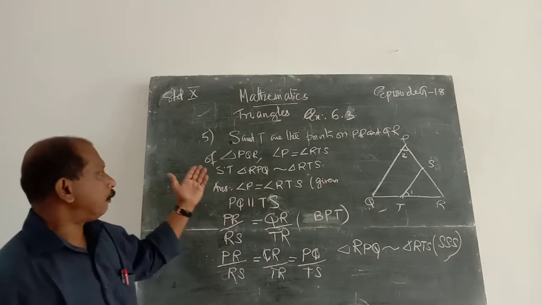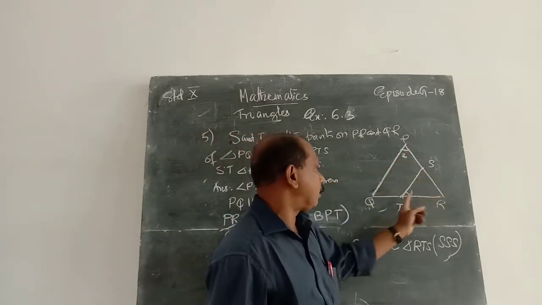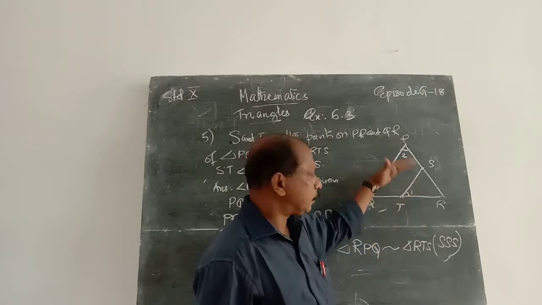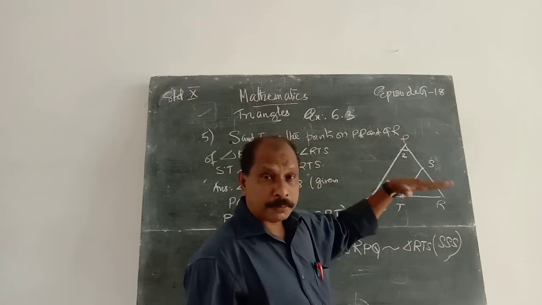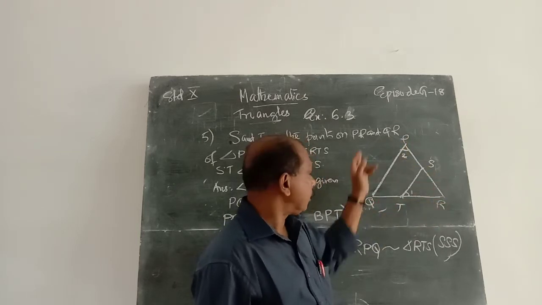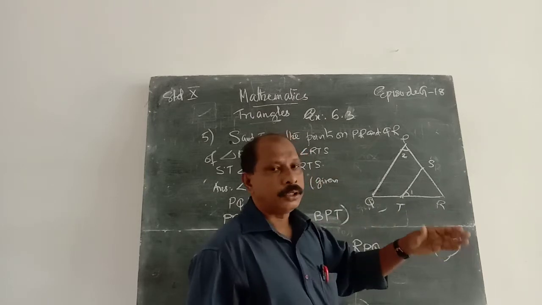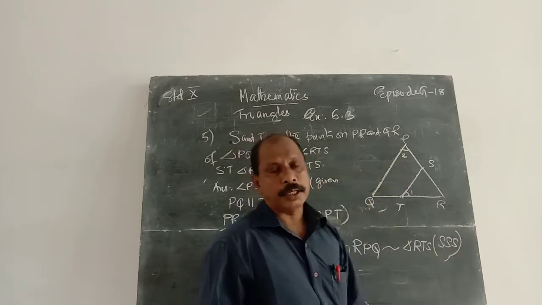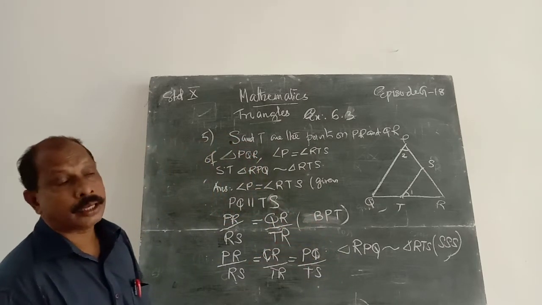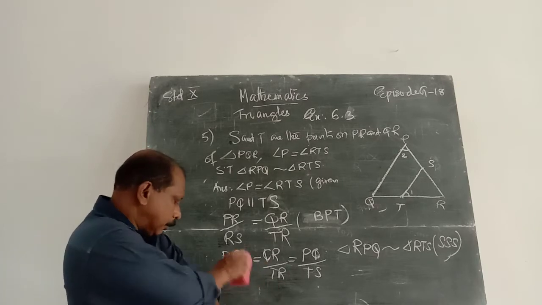Okay. Then the fifth question. We know that angle P is equal to angle RTS. These two angles are equal. Therefore, these two lines are parallel. Therefore, by the basic proportionality theorem, PR by RS is equal to QR by TR. Therefore, it is also equal to the third side. That is basic proportionality. Therefore, these two triangles are similar. That is the SSS criteria for similarity.